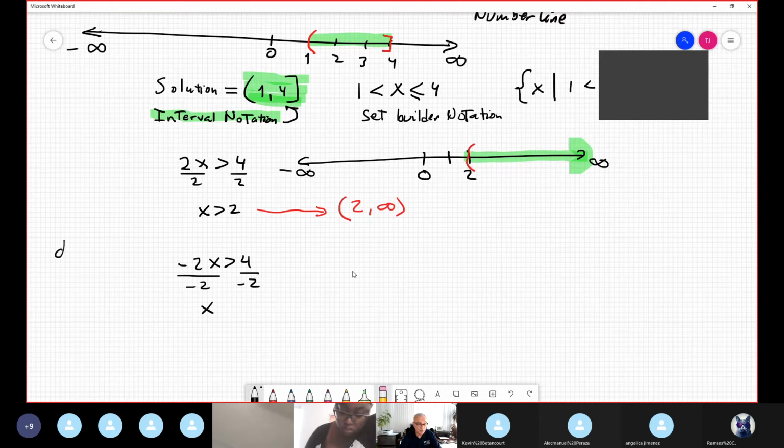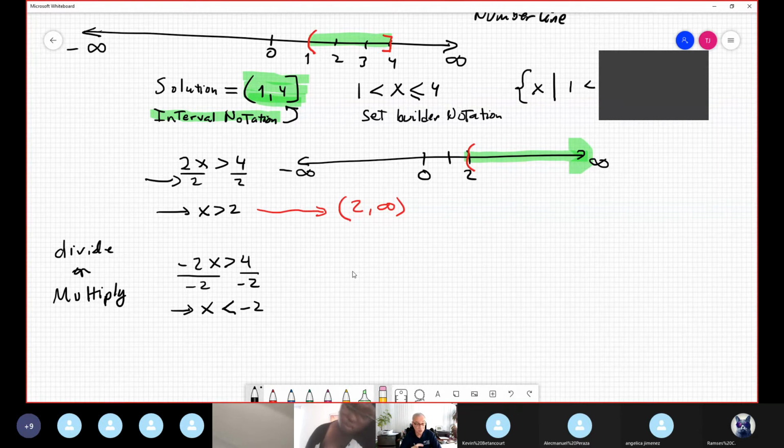When you divide or multiply any inequality by a negative number, in this case 4 divided by negative 2 is negative 2, the symbol of the inequality completely switches, it reverses. Keep in mind, when you divide by a positive, it stays the same. When you divide by a negative, you switch it.